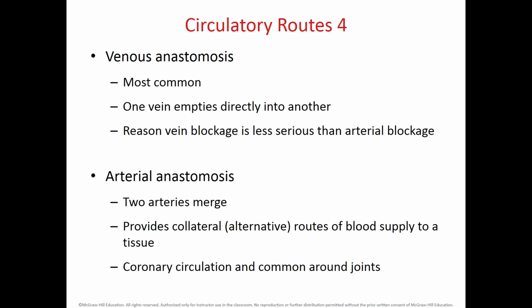Now, venous anastomosis happens too, so the connection between two veins. These are the most common types of anastomosis, and they help to also increase the blood pressure. Now, the arterial anastomosis is where two arteries will merge, and this will happen when you are finding an alternative route of blood supply to a tissue. Examples of arterial anastomosis will be the coronary circulation and many of the arteries that are located around the joints.